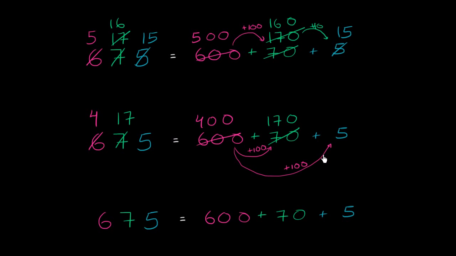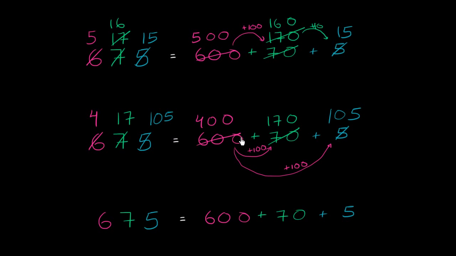And now the ones place, well, I had 5. Now I'm going to add 100 to it, so it's going to be 105. And 105 ones is literally 105. And notice, this is 400 plus 17 tens, which is 170, plus 105. You add these together, you're still going to get 675.